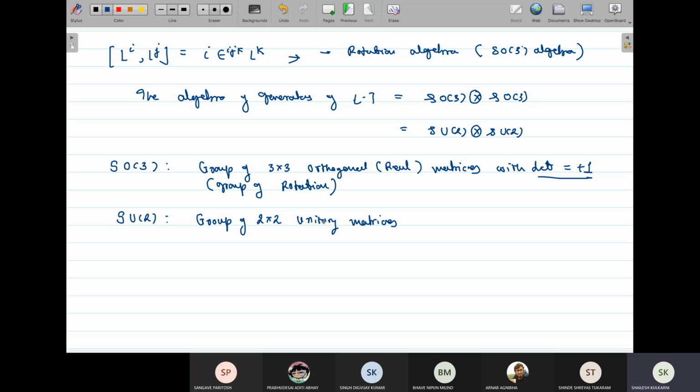Okay, unitary means the entries are allowed to be complex. Entries of these 2 cross 2 matrices are allowed to be complex. So this is the group of 3 cross 3 orthogonal matrices with determinant 1. This is the group of 2 cross 2 unitary matrices with determinant equal to plus 1 again.